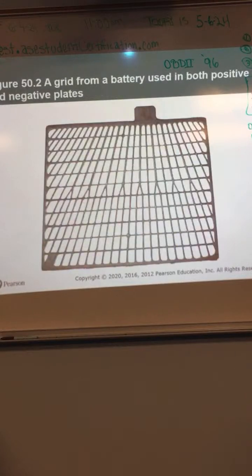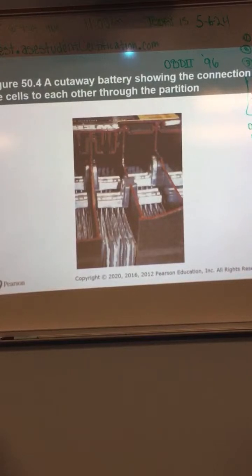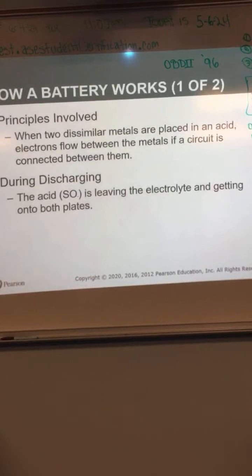Grid from a battery in both positive and negative plates. That's what your plates in the battery look like. Two groups of plates are combined to form a battery element. And if you open up a battery, this is kind of what you're going to see there. Cutaway showing the connection of the cells to each other through the partition. The separator is a non-conducting spacer, which allows room for the reaction of the acid with the plates.